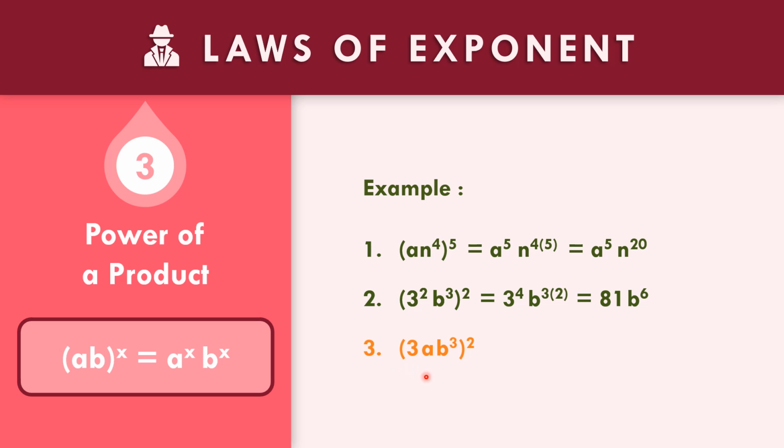So copy the base 3, and the exponent of 3 is 1, so 1 times 2, that is 2. Copy the base a, 1 times 2, that is equal to 2. While b, copy the base b, and then 3 times 2. So let us multiply 3 times 2, that is equal to 6. So b to the 6. So the final answer is 9a squared b to the 6th power.